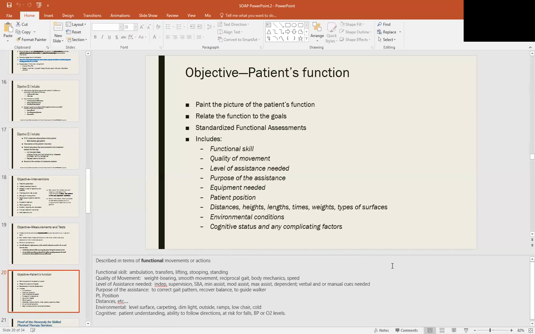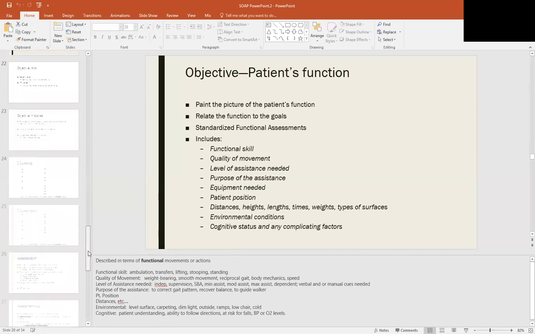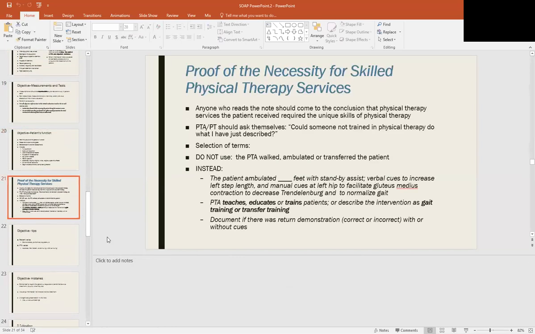And then cognitive status or any complicating factors. So how is the patient's understanding? Could they follow directions? Complicating factor, at their risk at falls as you were doing their vitals, did their O2 levels drop, that type of thing. So those are all pieces of information on objective.